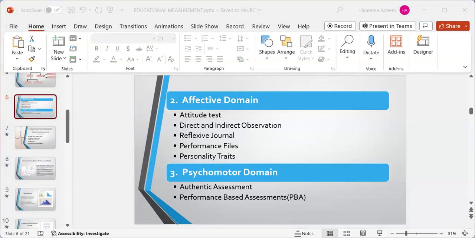Then I'm going to discuss the different evaluation methods in psychomotor domain. The psychomotor domain includes physical movement, coordination, and use of motor skills areas. Development of these skills requires practice and is measured in terms of speed, distance, procedure, and techniques in execution. There are two types of evaluation method in this domain. First one is authentic assessment.